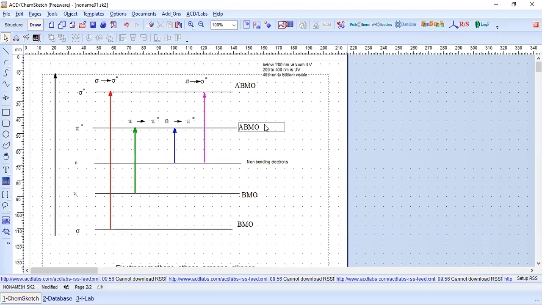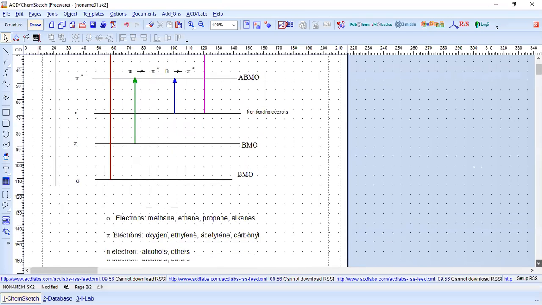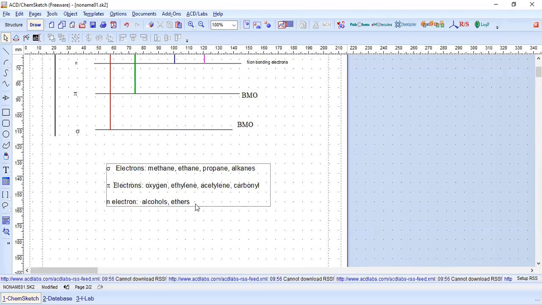So we are not going to study those. Now we are going to study only n to pi star and pi to pi star transitions. These are the two electronic transitions which we are going to study. Pi to pi star transition: what type of molecules will undergo it? Ethylene, acetylene and formaldehyde; mostly alkenes and alkynes will undergo pi to pi star.